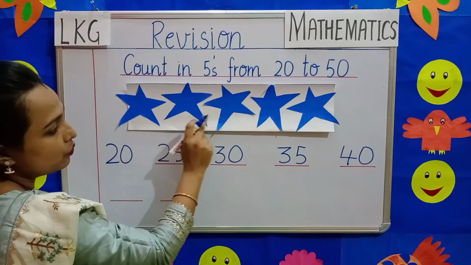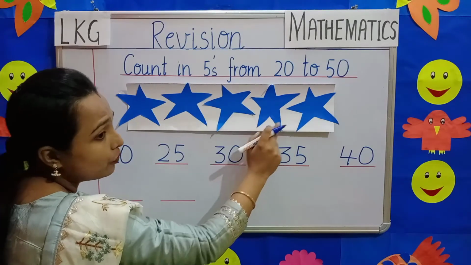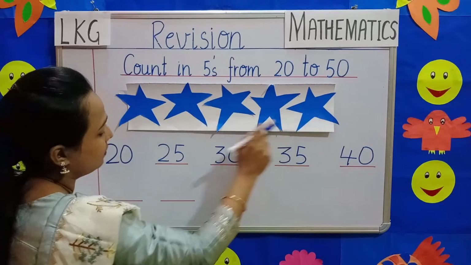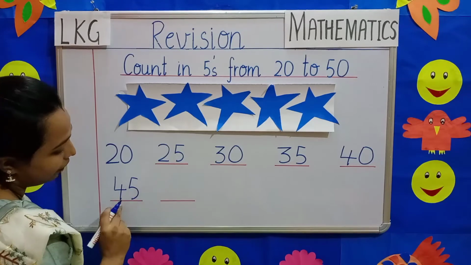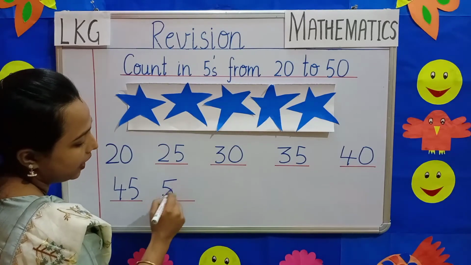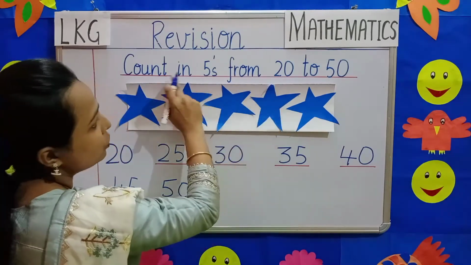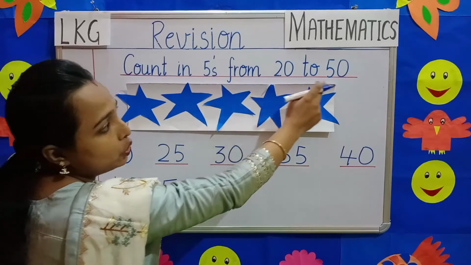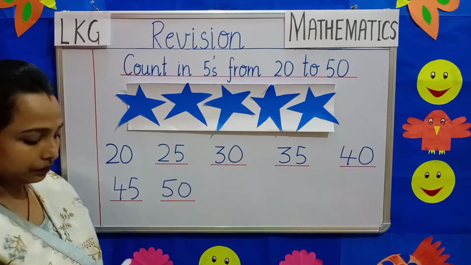Now after 40, what shall we write here, children? 41, 42, 43, 44, 45. What shall we write? 44 or 45? Yes, 45. Very good. And after 45, what shall we write here? 50. As you see, the question over here is count in fives from 20 to 50. So we have completed our answer.